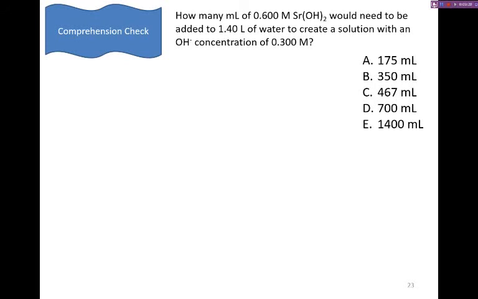So this one's a little bit trickier because we're asked to find an initial amount based on a final amount. But again, if we write out our balanced chemical equation and draw some pictures, then that will greatly help to simplify the process. So we want to know the initial volume.